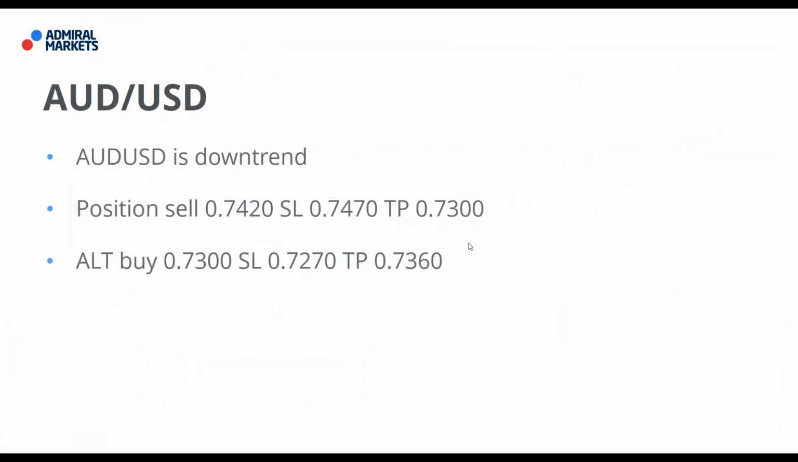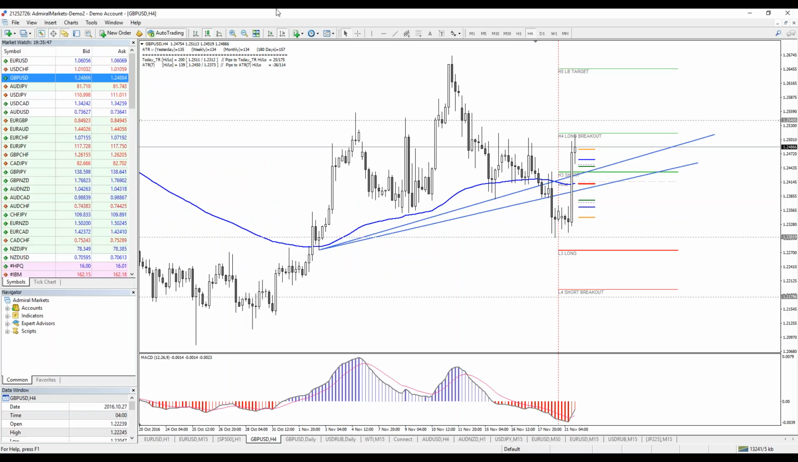Australian dollar is in downtrend. 74.20 sell, 74.70 stop loss, 73.00 is TP. Buy setup could come at 73.00, stop loss 72.70, TP 73.60. 74.20 is sell.